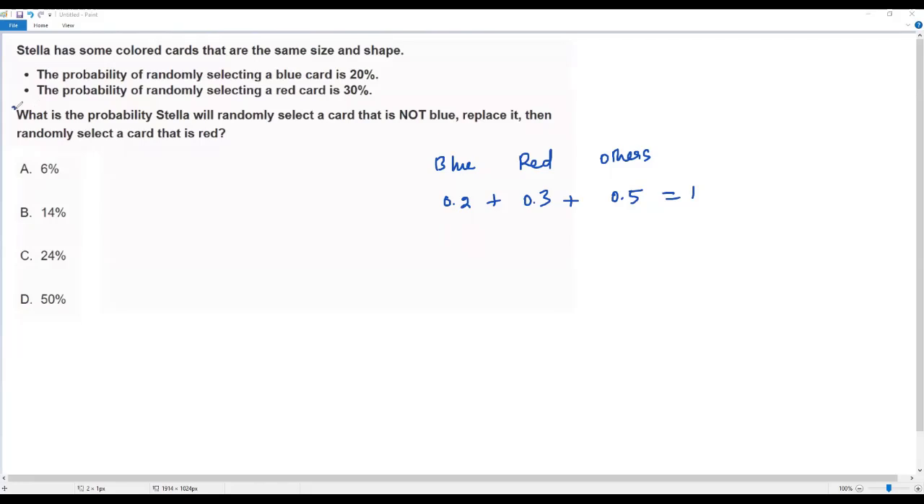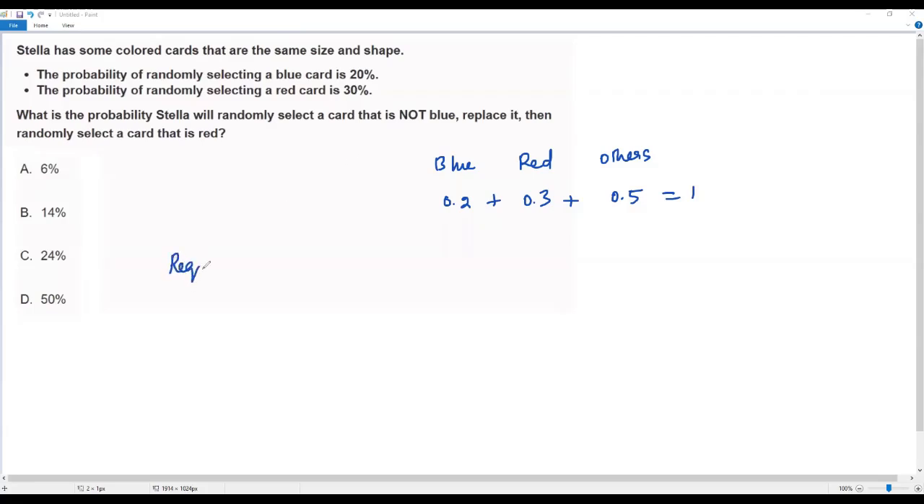Now let's go over the question here. What is the probability Stella will randomly select a card that is not blue, replace it, then randomly select a card that is red? Here there are two events. One is selecting a card randomly that is not blue, and then the first card is replaced. The second event is randomly selecting a card that is red. Now we have to get the probability for both events and multiply them, because both things are happening: selecting a card that is not blue and selecting a card that is red.